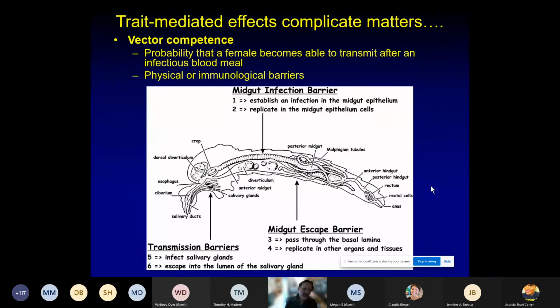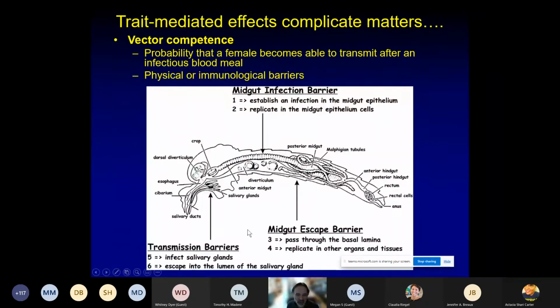Beyond those really simple life history effects, though, there are some potentially trait-mediated effects of density changes produced by mosquito control that might affect disease transmission in a very direct way. Vector competence is a measure of the probability that a female mosquito becomes able to transmit a pathogen after taking an infectious blood meal. And it is a product of the mosquito's physiological state. And mosquitoes erect both physical and immunological barriers to the pathogens that they might ingest during a blood meal.